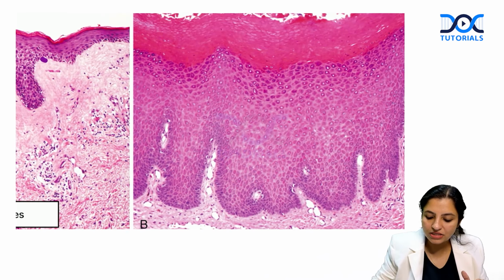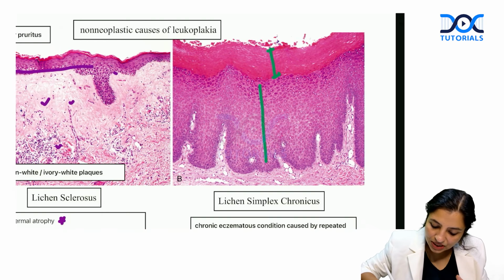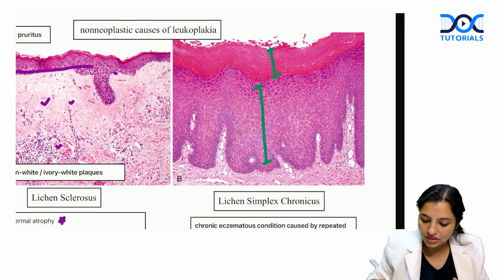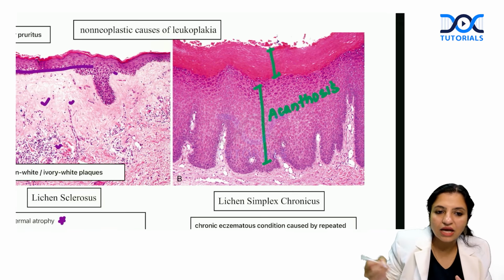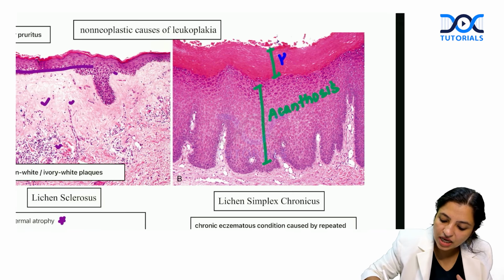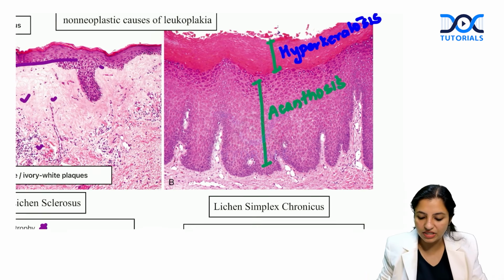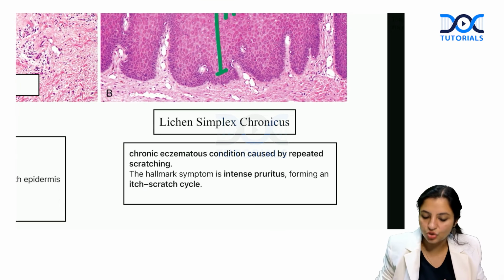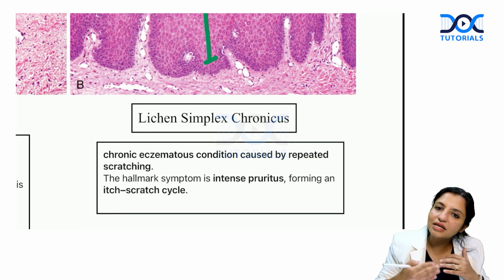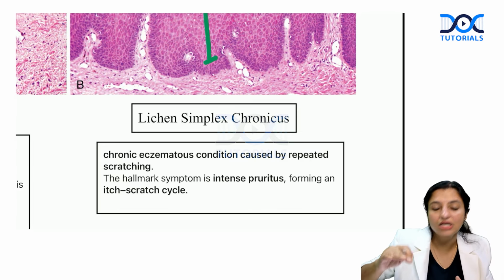In contrast to this, look at this. This is your keratin layer, so there is hyperkeratosis. Look at the epithelium, it is also very thickened. This thickening of the epithelium is called acanthosis. So there is acanthosis here and hyperkeratosis, and the overall skin is very thickened. This is what is called lichen simplex chronicus. It is caused by repeated cycles of itching and healing. It is not at all neoplastic, but it is itchy. So you should be very clear with this.